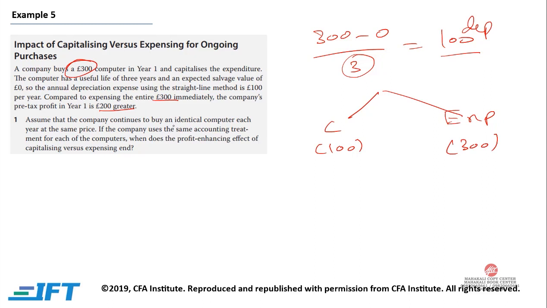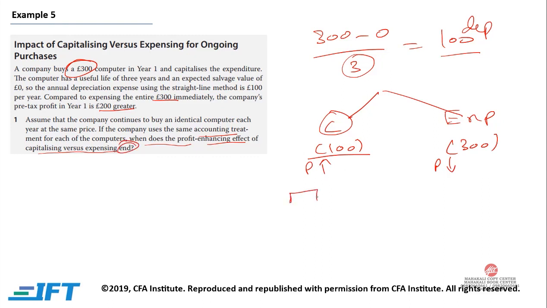Assume that the company continues to buy an identical computer each year at the same price. If the company uses the same accounting treatment for each year of the computers, when does the profit enhancing effect of capitalizing versus expensing end? Now initially we were only deducting $100 when we were capitalizing, so our profitability was higher. Over here our profitability was lower. When will this favorable impact be gone, or when will it end?